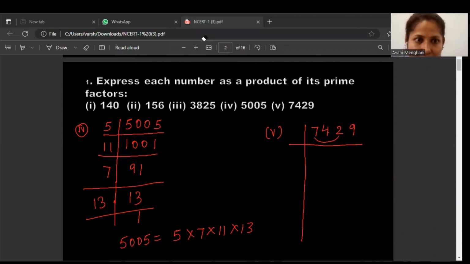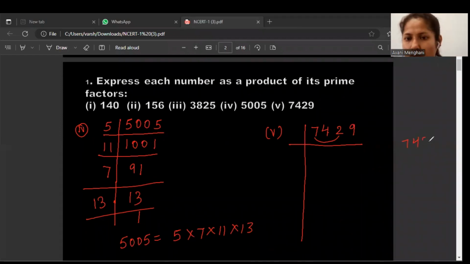So let's check 13. We should divide it by 13. So 65. We should do like this now. 13 5s are 65. So 74 minus 65 is 9. Then 13 7s, we did right now. Oh no, it will not go by 13. So after 13, we have to directly come to 17.